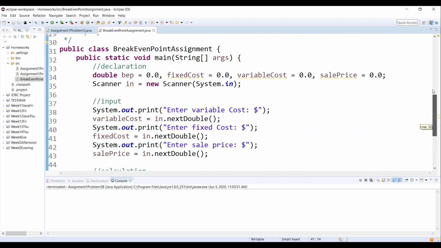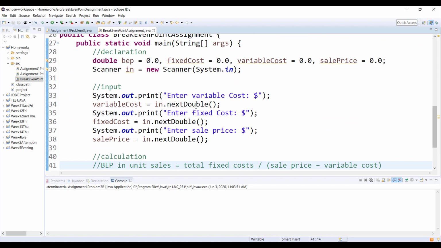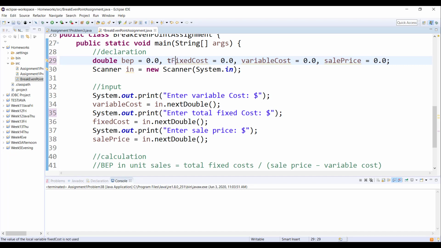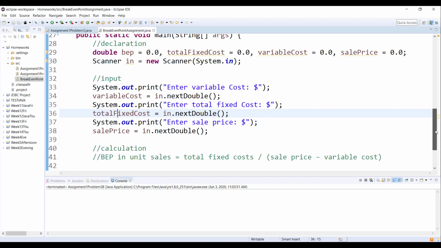accept the sale price. Now, if you look back at the formula, it says total fixed cost. So let me make that change here, enter total fixed cost. And maybe I want to make a change here, total fixed cost and total fixed cost. Okay.